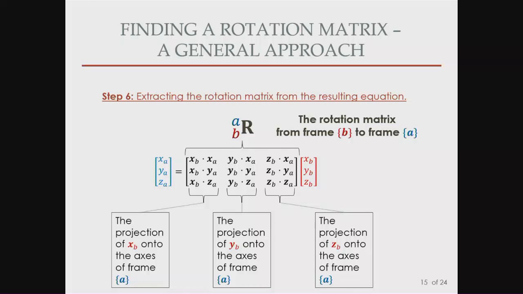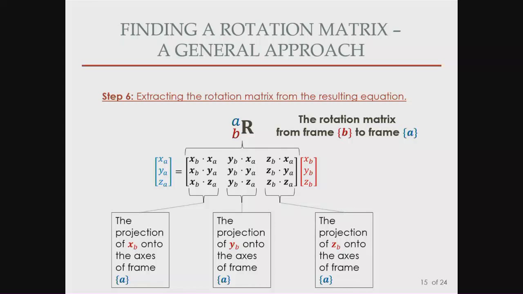So how to construct the rotation matrix from frame B, some frame B, to some frame A? B and A could be like from frame 5 to frame 4 and things like that. So what would you do? You would construct this general arbitrary rotation matrix in a column way, column-wise. First column, second column, third column. What is the first column? That would be the projections of xB onto the axis of frame A. Second column, the projections of yB onto axis of frame A.